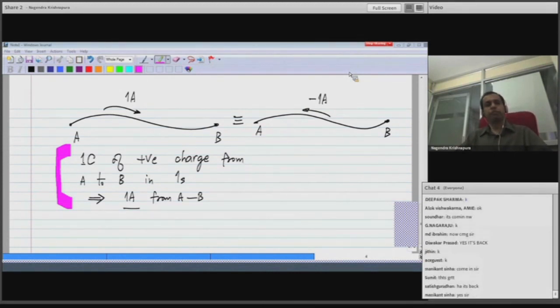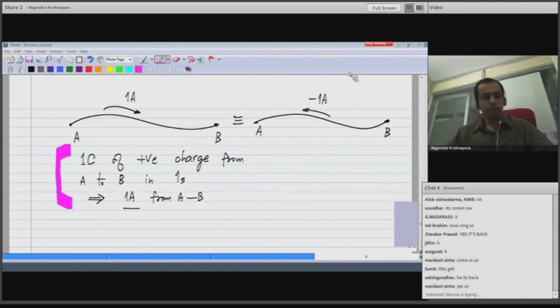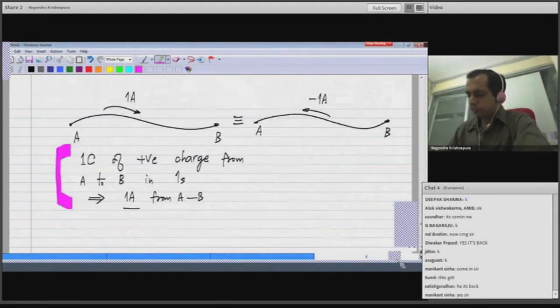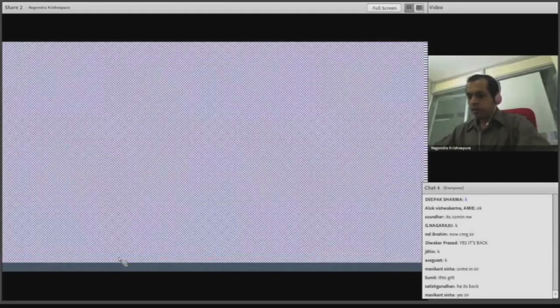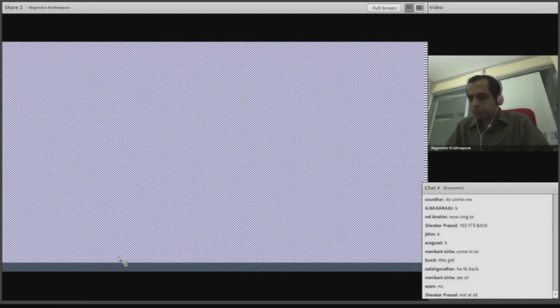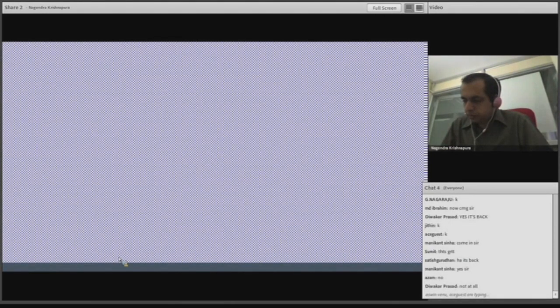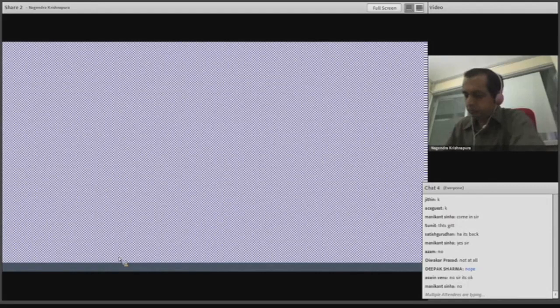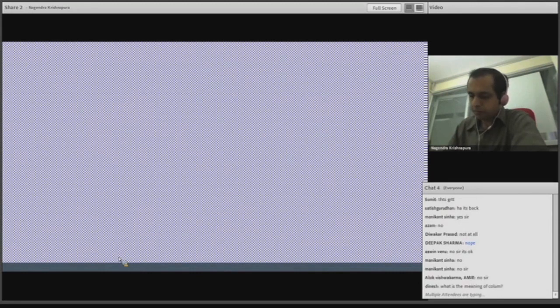Okay, there were a few questions. First one was, what is a coulomb? Coulomb is the unit of charge. You perhaps know that an electron has a charge of minus 1.6 times 10 to the minus 19 coulombs. So, roughly speaking, you need 10 billion billion electrons flowing in 1 second to have 1 ampere of current. So, that is the unit of charge.